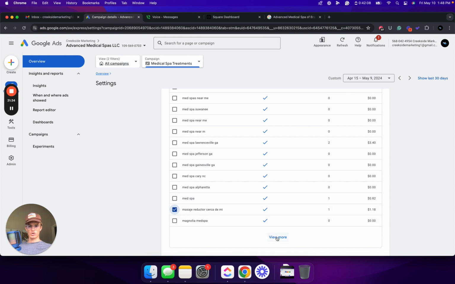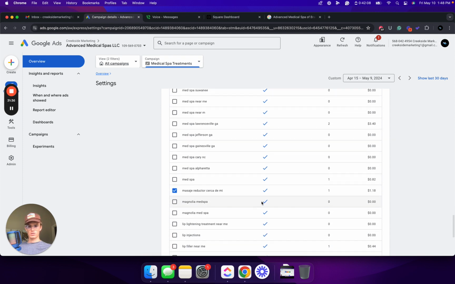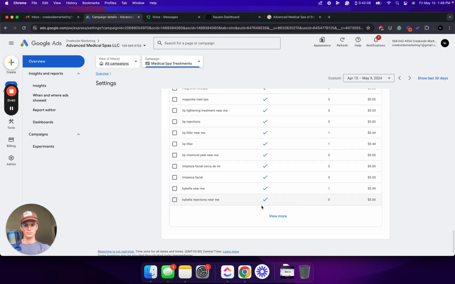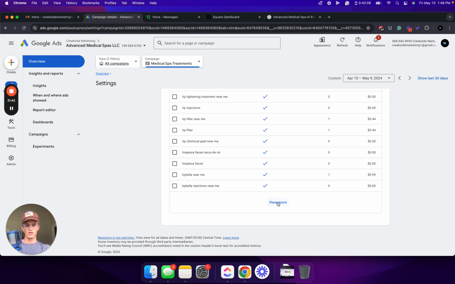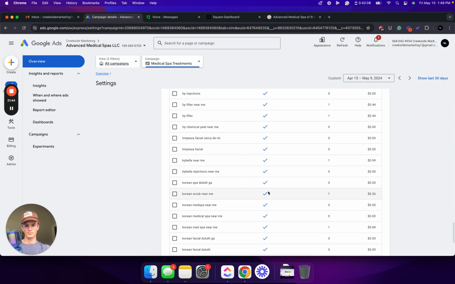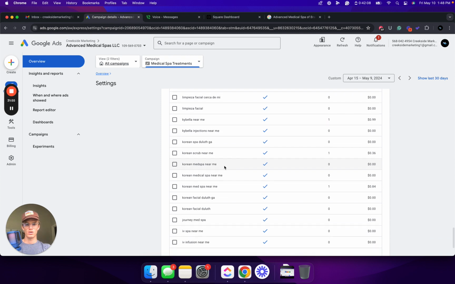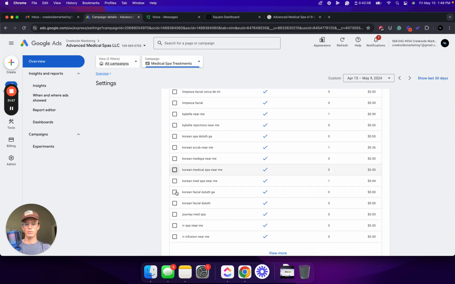Different language, don't want to show up for that. This is all stuff they do. Not sure what Kybella injections are, but they're looking up injections for health. It could overlap with services that they offer. And frankly, we're just going to keep going through this.